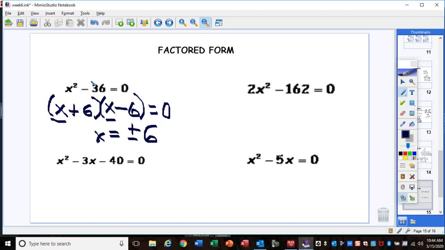Keep in mind, if you were to hop the 36 over to this side, just like we did a couple slides ago, you would get x squared equals 36. Well, if you take the square root of both sides, you're going to get the same answers here. In fact, it's really cool. Next week, when we graph this, these are going to be the two x-intercepts. We're going to do this on the graphing calculator next week.